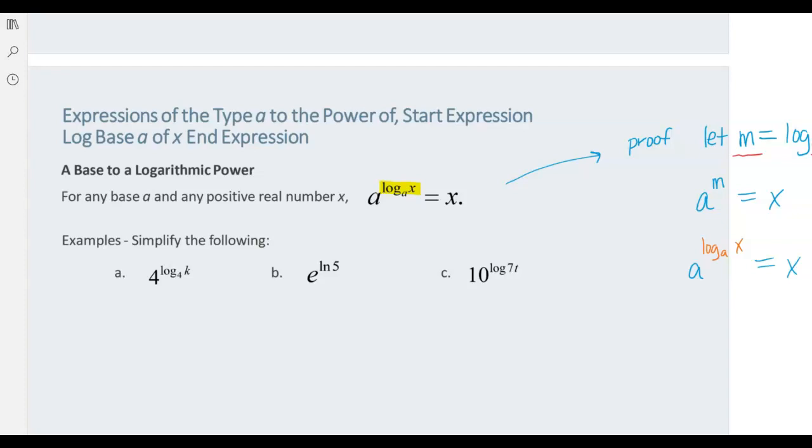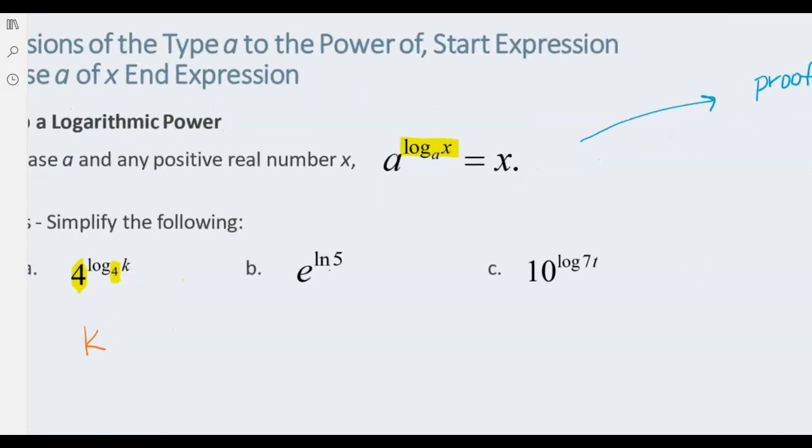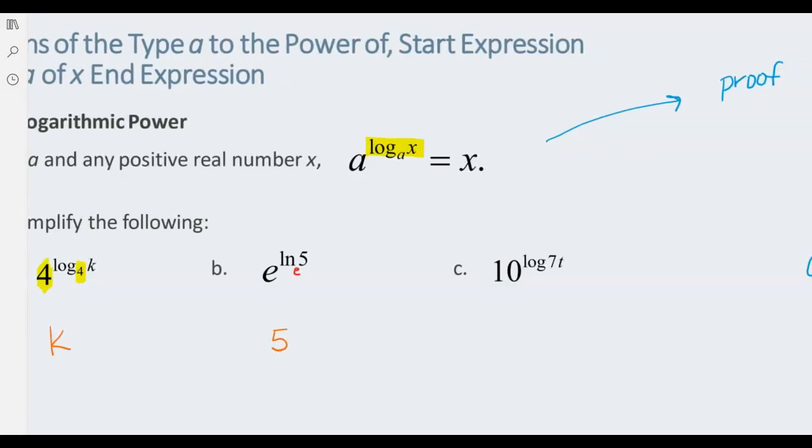The point is that if you have something like this where the base is a number and then it's raised to a log as the exponent and the base of the log is the same, your overall answer is just going to be the argument, in this case, k. Again, remember that the base of natural log is e, so technically I have e sitting right here, so my overall answer here is going to be 5. And then similarly, when I don't have a base written, the base number is implied to be 10, so the answer here is going to be 7t.